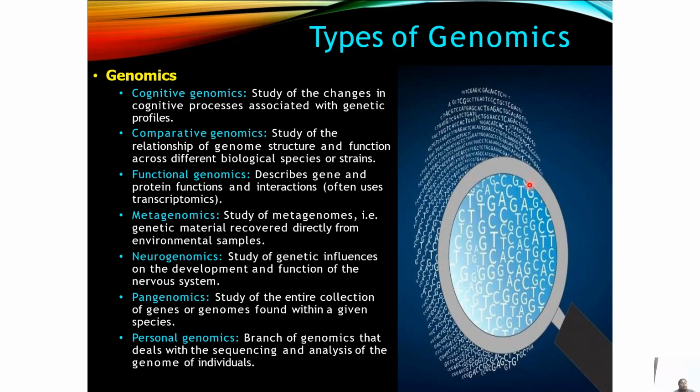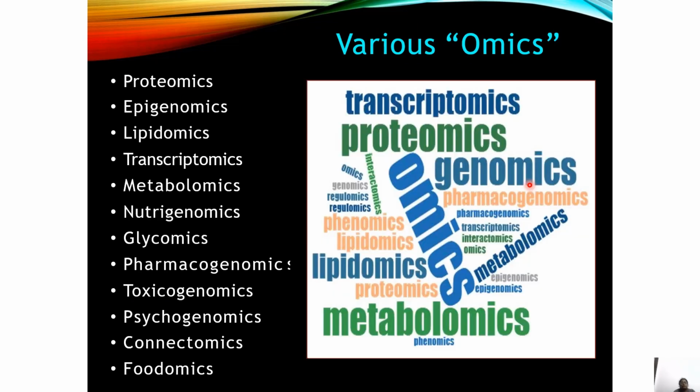It can be neurogenomics, study of genetic influences on the development and function of nervous system. It can be pangenomics, study of the entire collection of genes or genomes found within a given species. It can be personal genomics, branch of genomics that deals with the sequencing and analysis of genome of individuals. So proteomics, epigenomics, lipidomics, transcriptomics, nutrigenomics, glycomics, pharmacogenomics, toxicogenomics, psychogenomics, connectogenomics, foodomics, and all of these are now new terms.